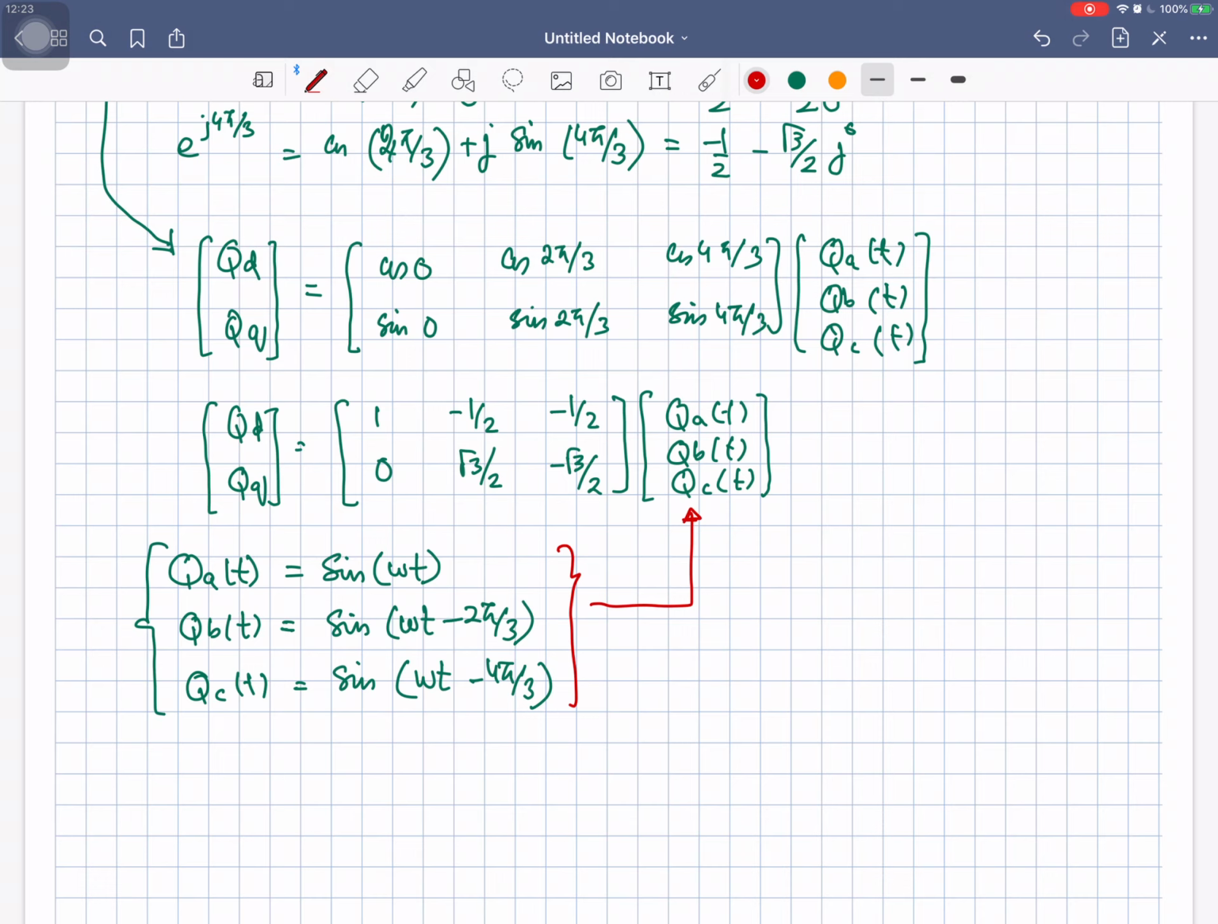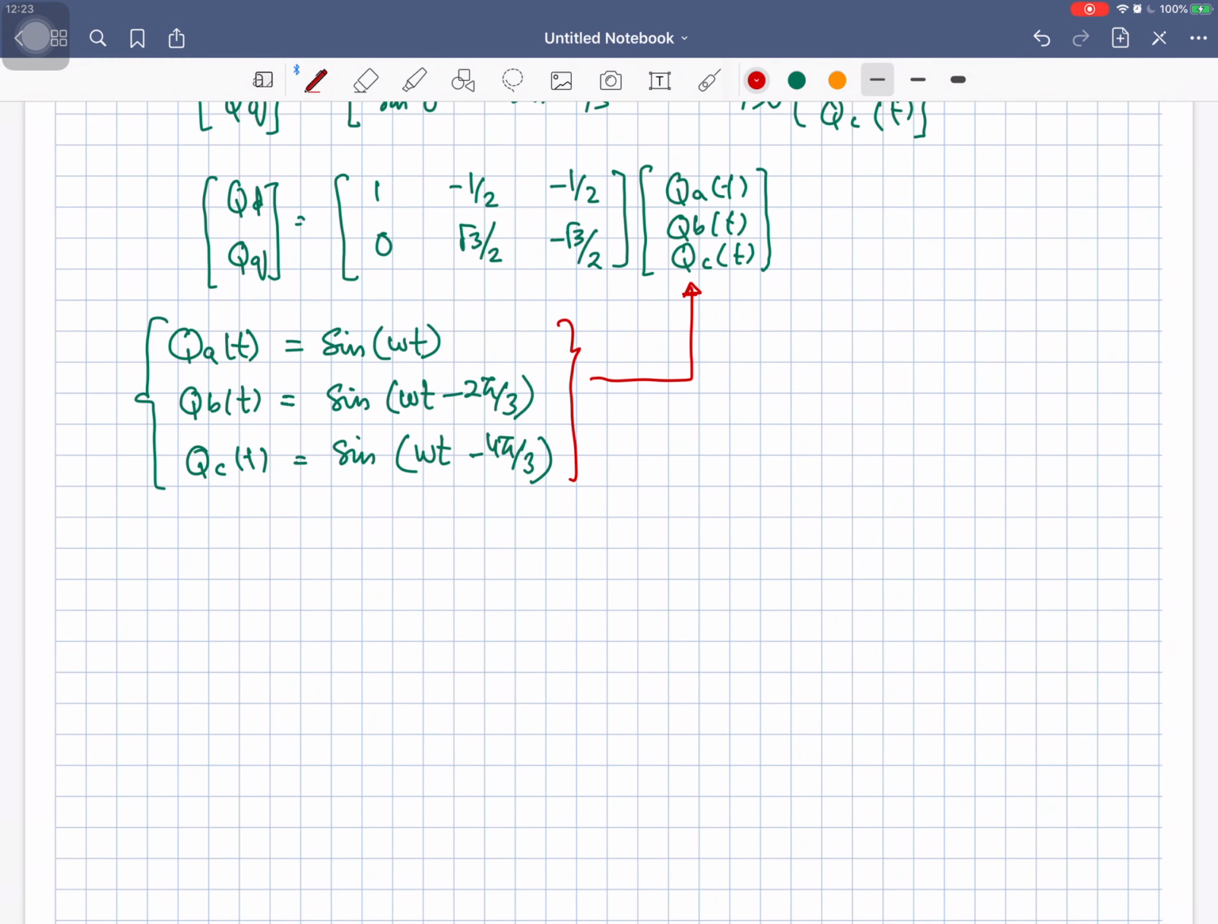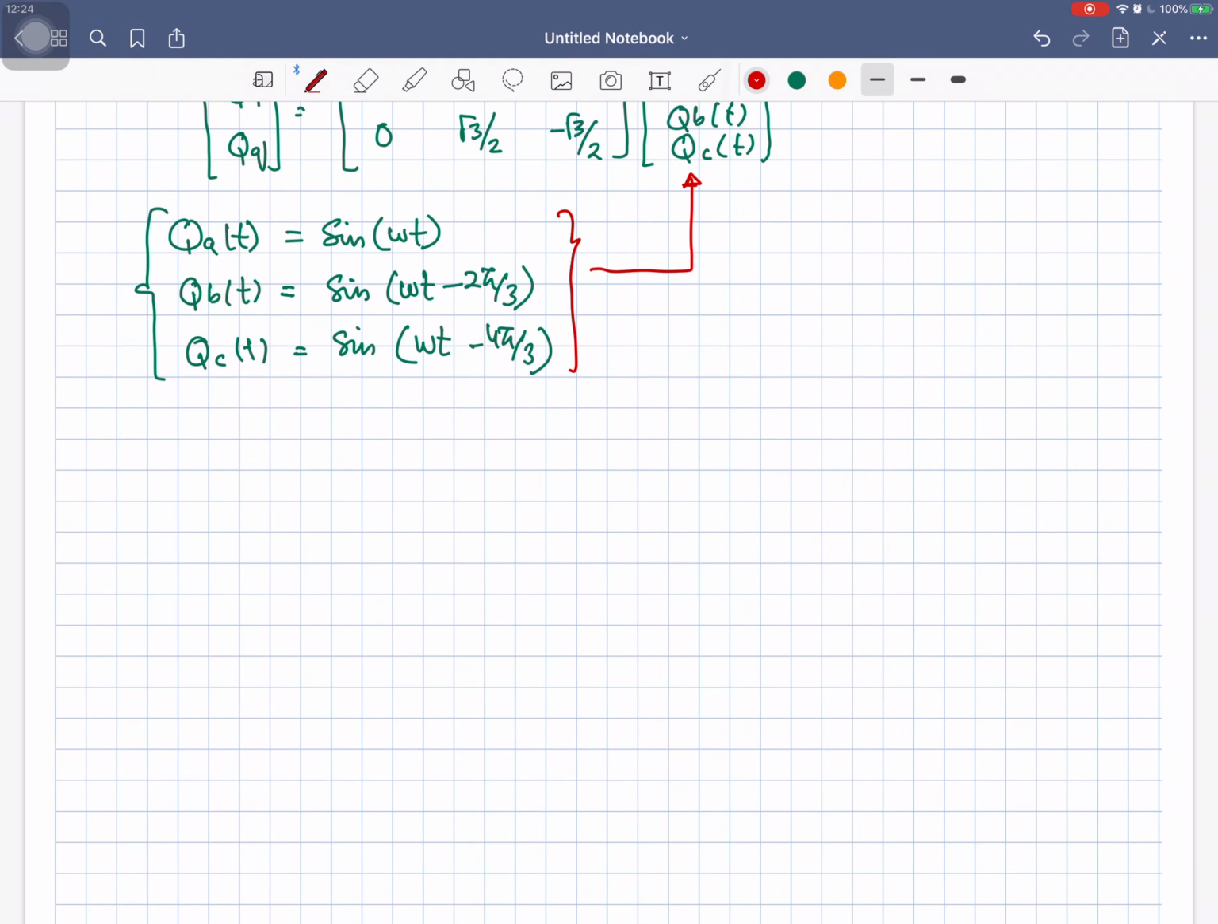So now let's assume that we have these sets of QAT, QBT and QCT, and let's see how the resultant will be represented in the DQ plane. So how can I find that? Let's find Q net, or the Q resultant. That will be equal to QAT into e raised to the power j0, if we assume theta is equal to 0, plus QBT e raised to the power j2 pi by 3, plus QCT e raised to the power j4 pi by 3.